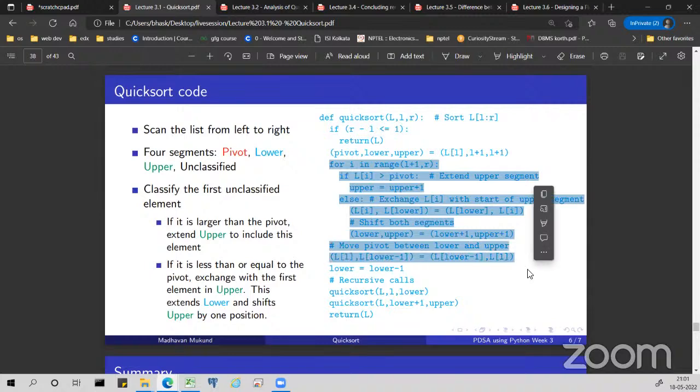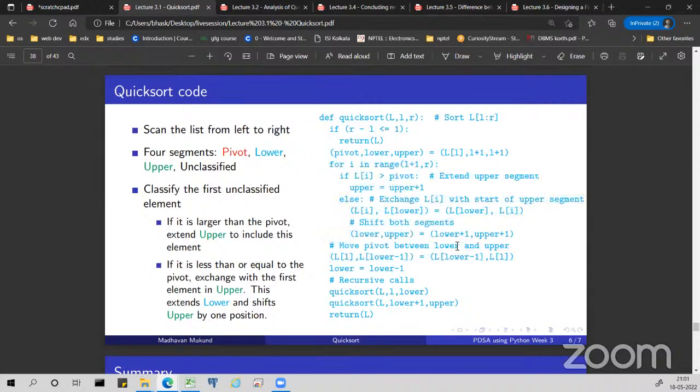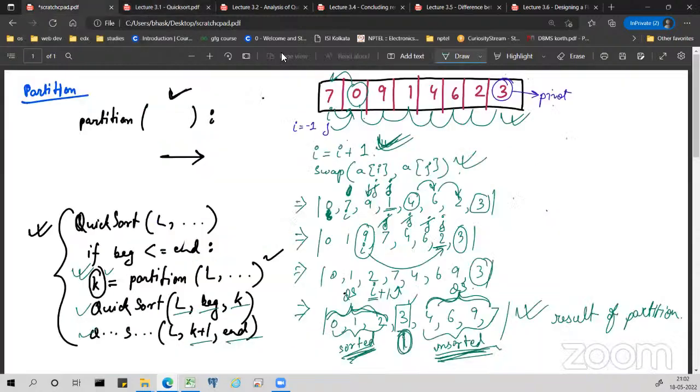Sir, here lower and upper is considered as I and J. So why is L plus 1 taken, like we explained previously that I is -1, then J is 0? Yeah, exactly, we are taking the next element. Correct, I told you that.